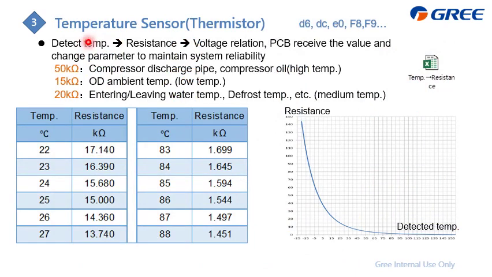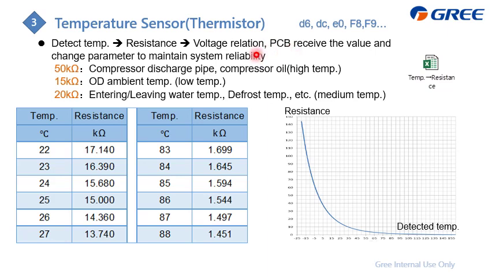First is the temperature sensor. We also call it a thermistor. Actually, the temperature sensor is just a resistance, but its value is very sensitive to temperature, which means if the temperature changes, the resistance value changes. Then for the PCB, we use voltage to check it, which means the voltage also changes. Then the PCB can get the temperature information, and based on that, the system will change the component parameters.